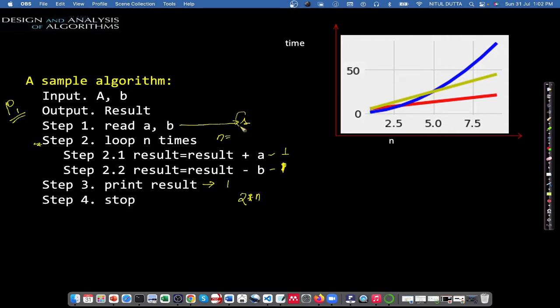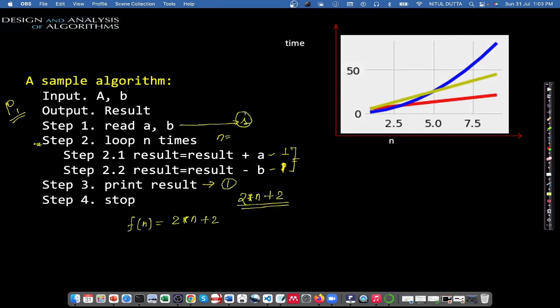That takes one more unit time for execution, so in total this is 1 unit time. These are not within the loop. Within the loop we have two statements, so the loop executes n times, n multiplied by 2, plus 2. This is the total time required to execute this algorithm P1. If f(n) is the time complexity of the algorithm, then f(n) equals 2 multiplied by n plus 2. This is the function that represents the time complexity.